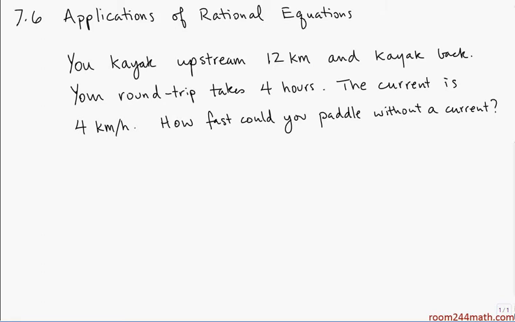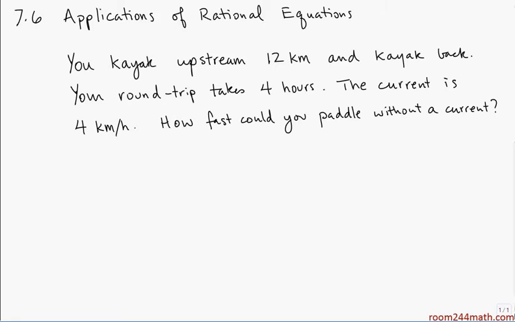So there's a few assumptions we're making here. One is that you are paddling consistently throughout, both upstream and downstream. And the other is that it's a consistent current. That's actually not a terribly unreasonable assumption. So how are you going to do this?